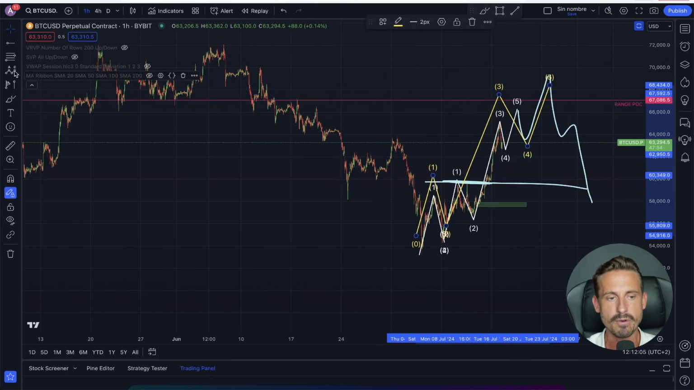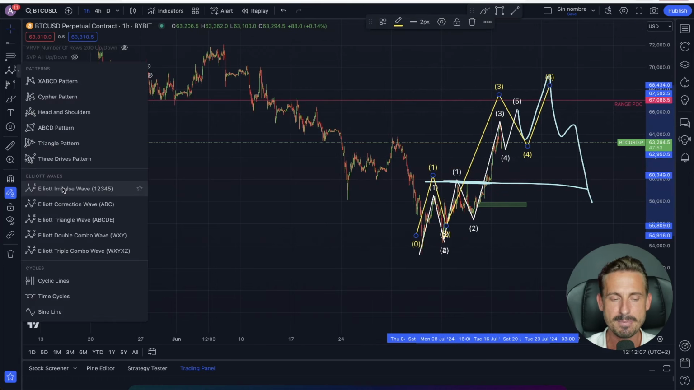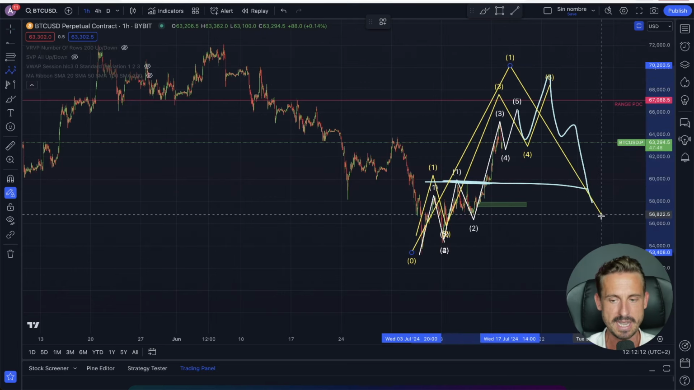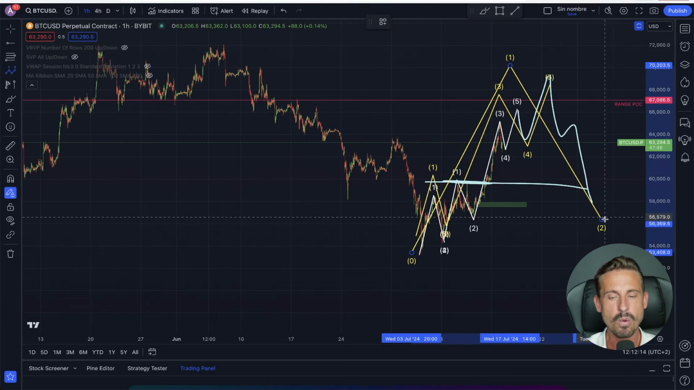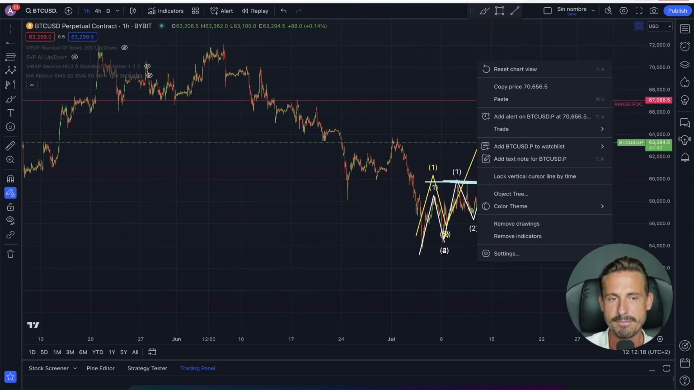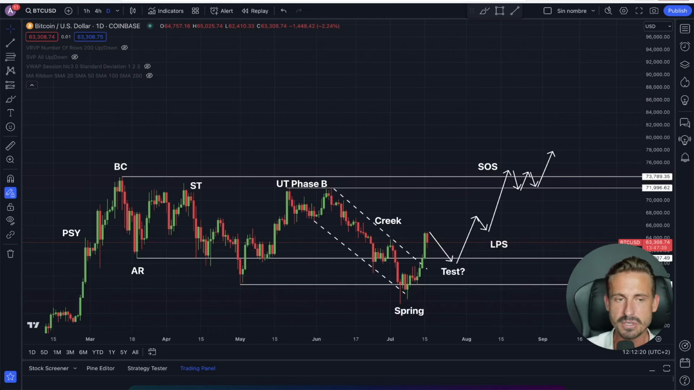I would be looking for a massive A, B, C to the downside inside of this wave 2 potentially. So that is what we are looking at, guys, in the next coming days. Price is looking very good for the momentum to continue.